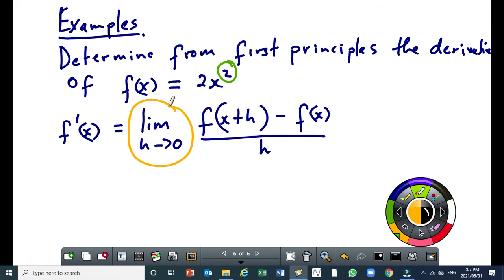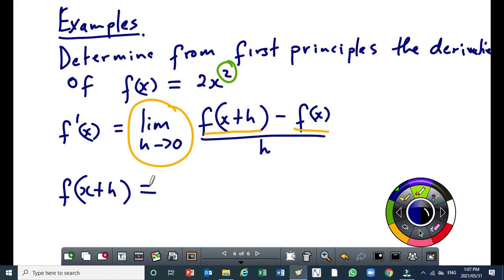So I need to determine what the value of f of x plus h is. I know that my f of x is 2x squared. So let me determine what f of x plus h is using my knowledge of function notation. f of x plus h means where there is x in the original function, put x plus h.